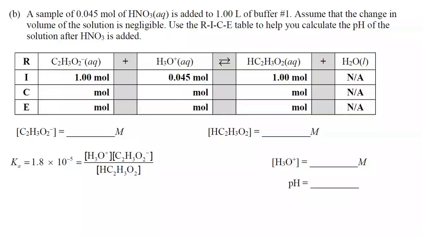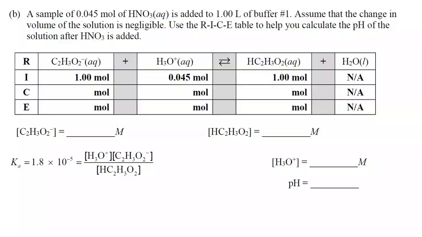So in our RICE table, we have a reaction, and this is the reaction that would occur if a small amount of a strong acid is added to this buffer. So the 2 components of the buffer are acetic acid and acetate. So when a small amount of a strong acid is added to this buffer, it's going to be the acetate ion reacting with the strong acid in the form of the hydronium ion to produce acetic acid and water.